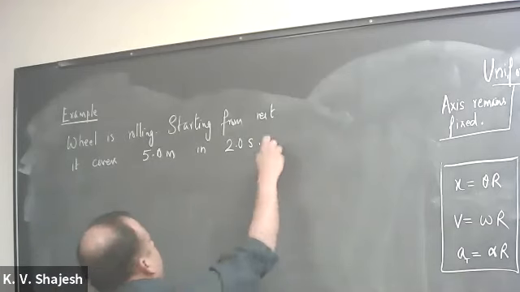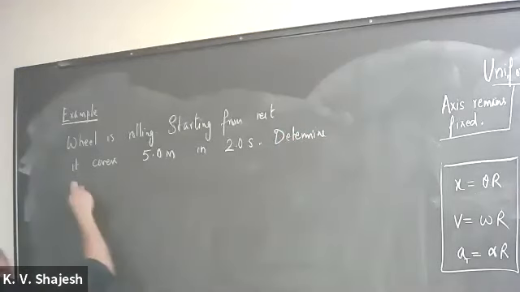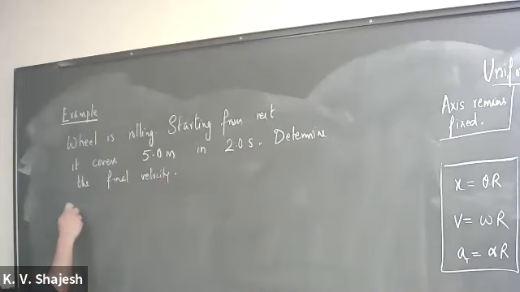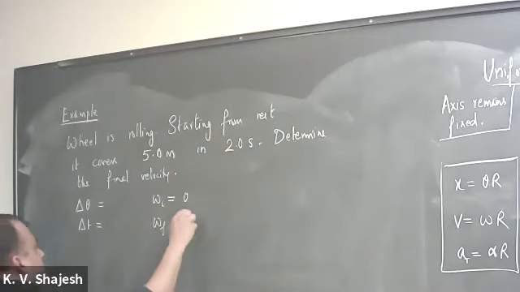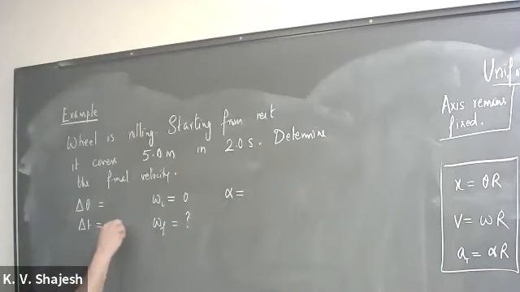And the question is, determine the final velocity. By final velocity, I mean at 2 seconds, what is the final velocity? Again, do the same thing: delta theta, delta t, omega initial, omega final. Omega initial is equal to 0. Omega final is what we are looking for, and angular acceleration is not given. Time is given to us to be 2.0 seconds.